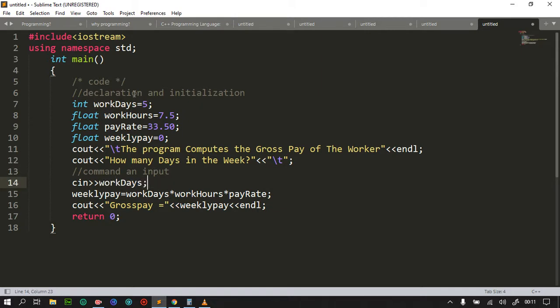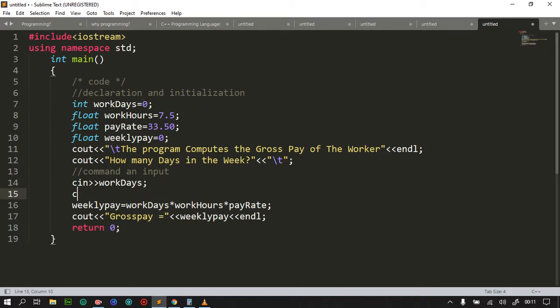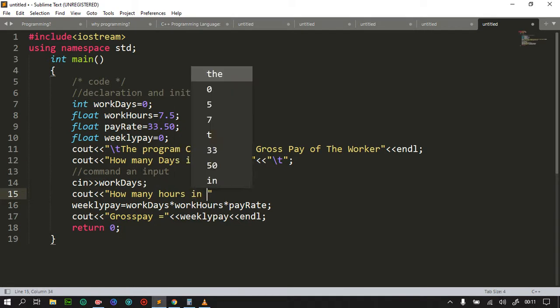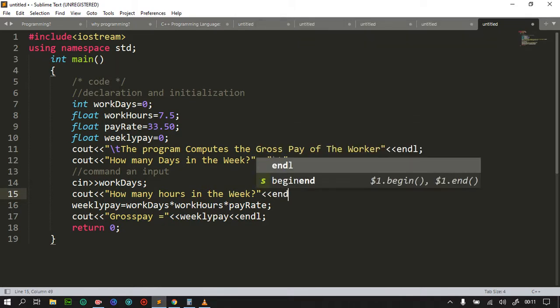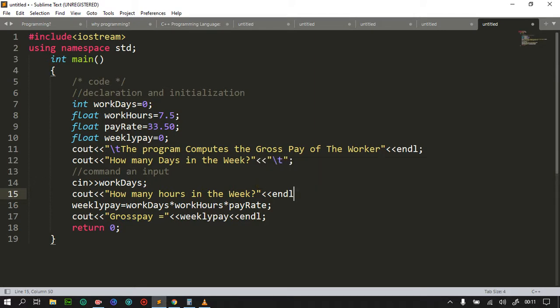For starters, since I am picking the value from the user, let's set this to 0. The next thing that I'm going to do, I'll say cout how many hours in the week? Nope, I need a horizontal tab.